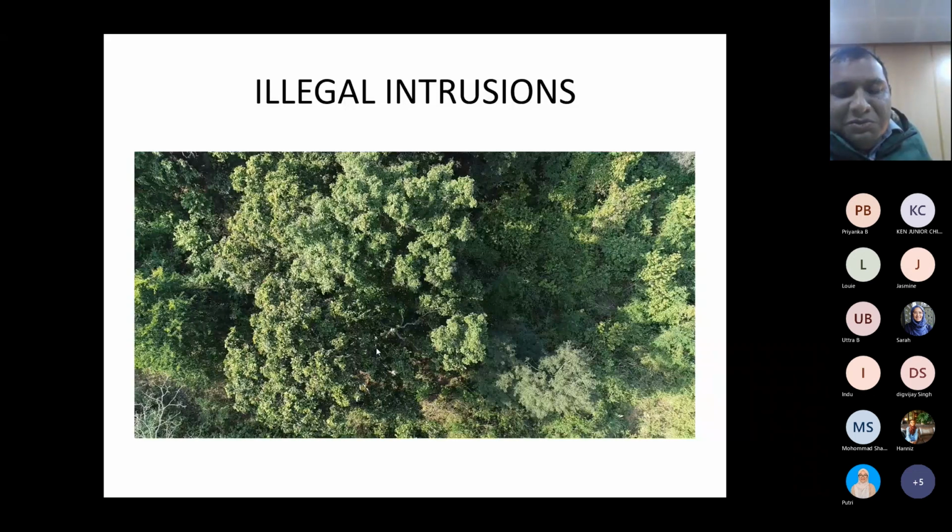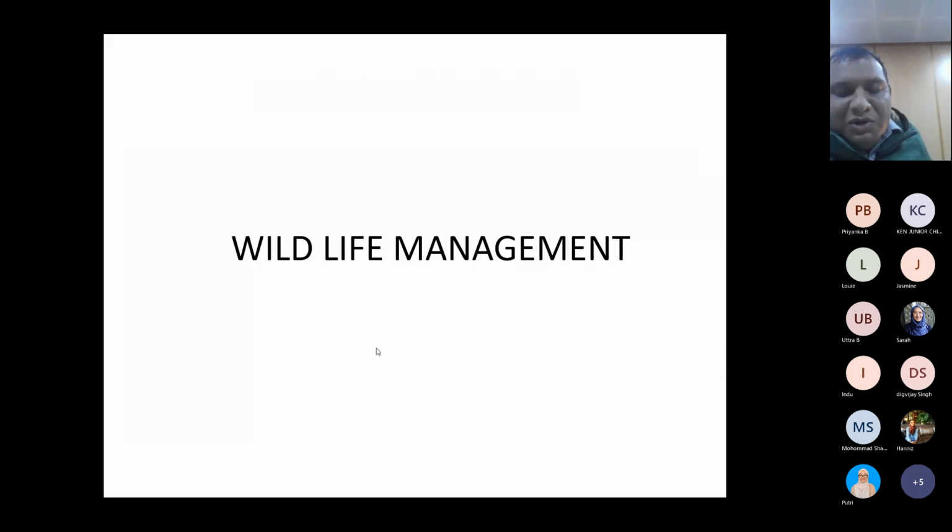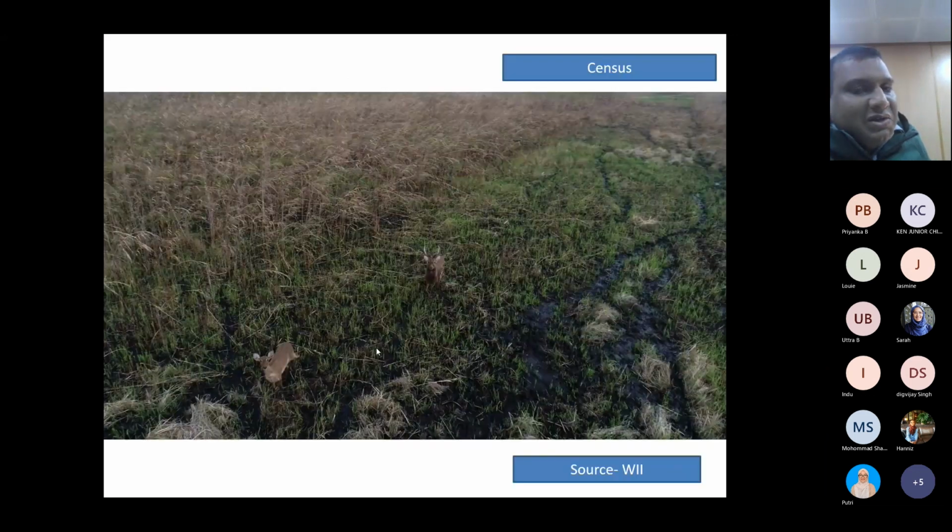Coming to wildlife management, because one question was there, especially how it is being done. The first thing is the census. This picture I put down specially because this is the Manipur dancing deer. You may know that it's found exclusively in the Keibul Lamjao sanctuary.